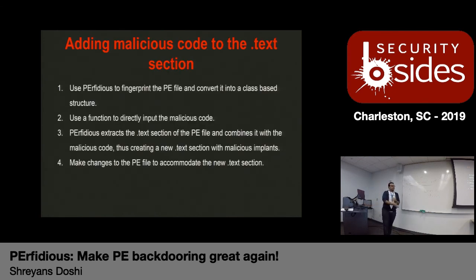What Perfidious is trying to do is fingerprint the PE file and convert it into a Python-based class, right? So each and every data structure that is present inside the PE file is mapped into a class structure. And whenever you make a single change inside any of the structures present inside that class, you basically create appropriate changes for the sections that are dependent on that as well, right? So what you do is you use a function to directly import malicious code. Perfidious extracts the text section of the PE file and combines it with malicious code in such a way that it changes it via the control flow graph jumps, right?